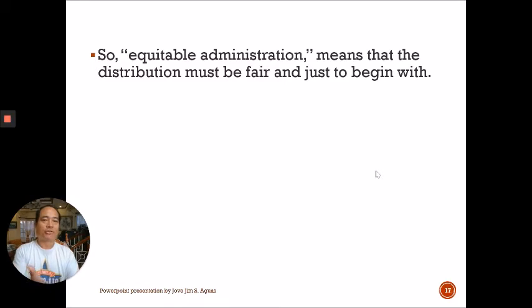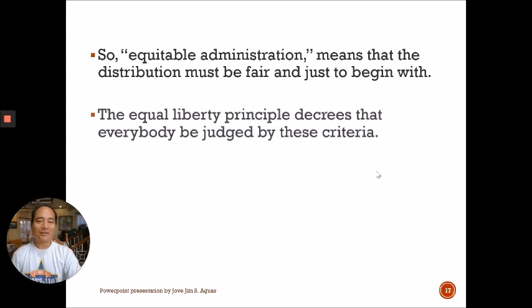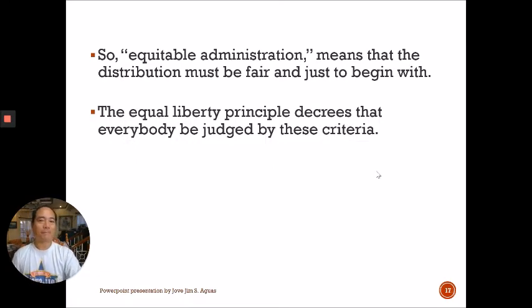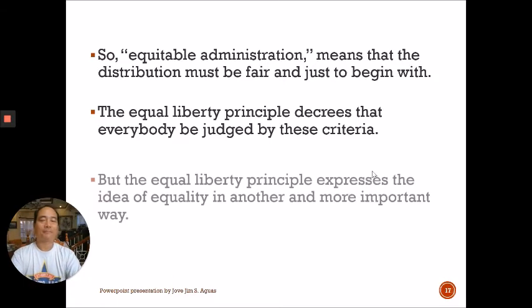If this person received the form from the DSWD, then everybody should receive a form, okay? From the very start, from the very beginning, right? All right, so the equal liberty principle decrees that everybody be judged by these criteria. Okay, so no preferential treatment. Okay, from the very start.